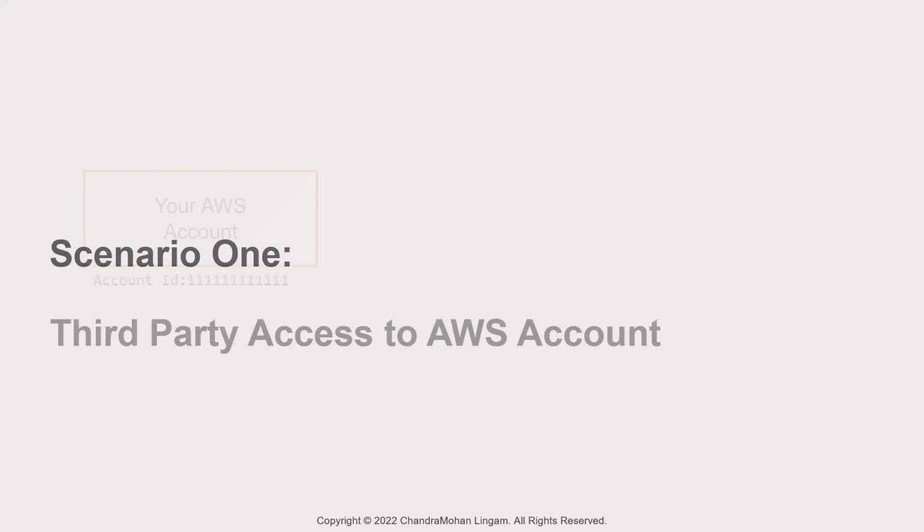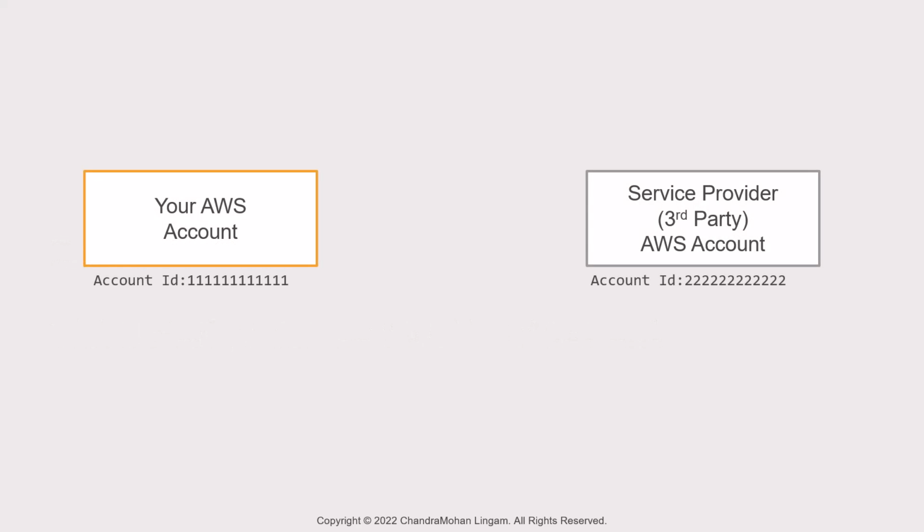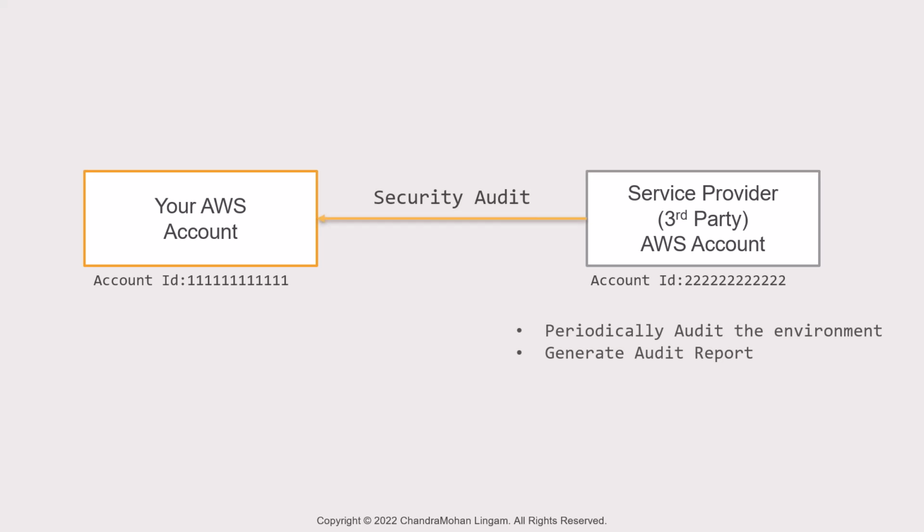Let's say you hired a third party to audit your AWS environment security. The third party automatically and periodically reviews your environment and generates a report for you. So we have a customer account, that is our account, and the service provider has its own AWS account. We'll call this a third party account.